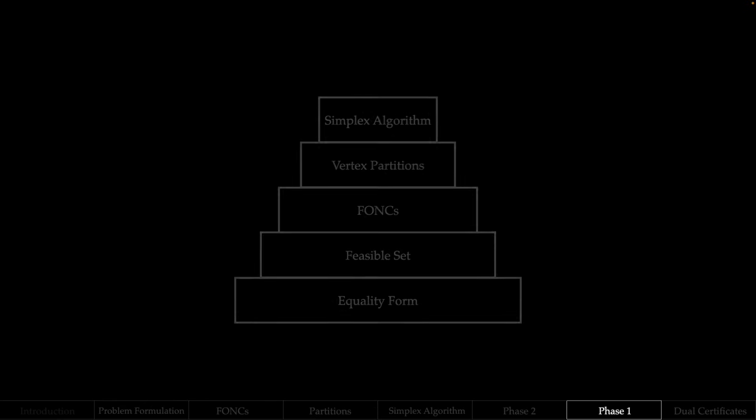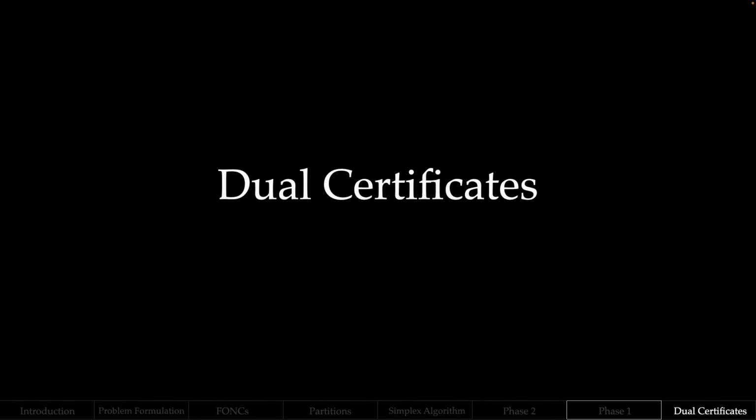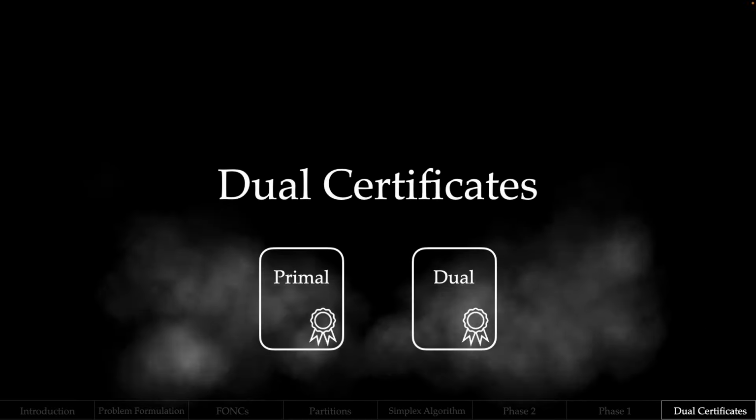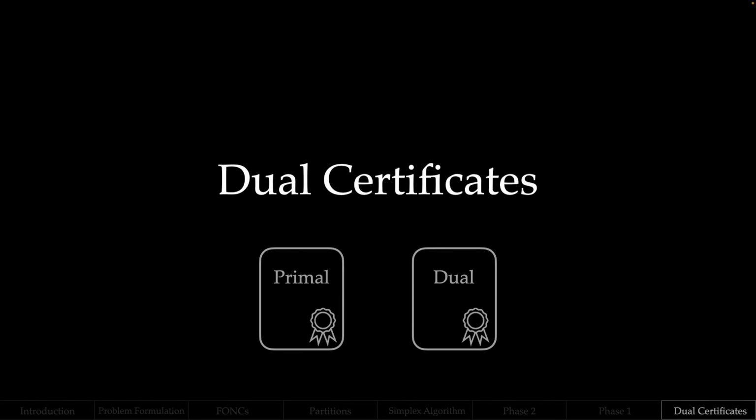Okay, so we saw that the simplex algorithm was built on these key concepts of vertex partitions, first order necessary conditions. That's really the key part there in that mathematical formulation, all sort of hinges on the first order necessary conditions. We also saw this idea of feasible sets and equality form. So now the last thing that we're going to talk about here is dual certificates. And dual certificates are basically a verification that the solution returned by the algorithm is actually the correct solution. So this is sort of a check that you can do of, hey, did I actually get the correct solution? Can I trust what's returned by my algorithm?